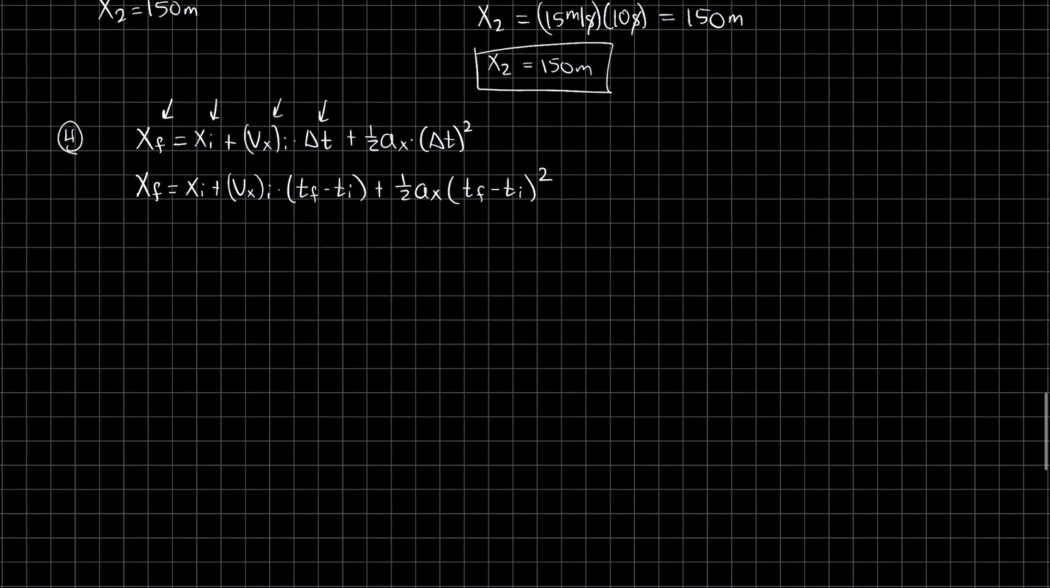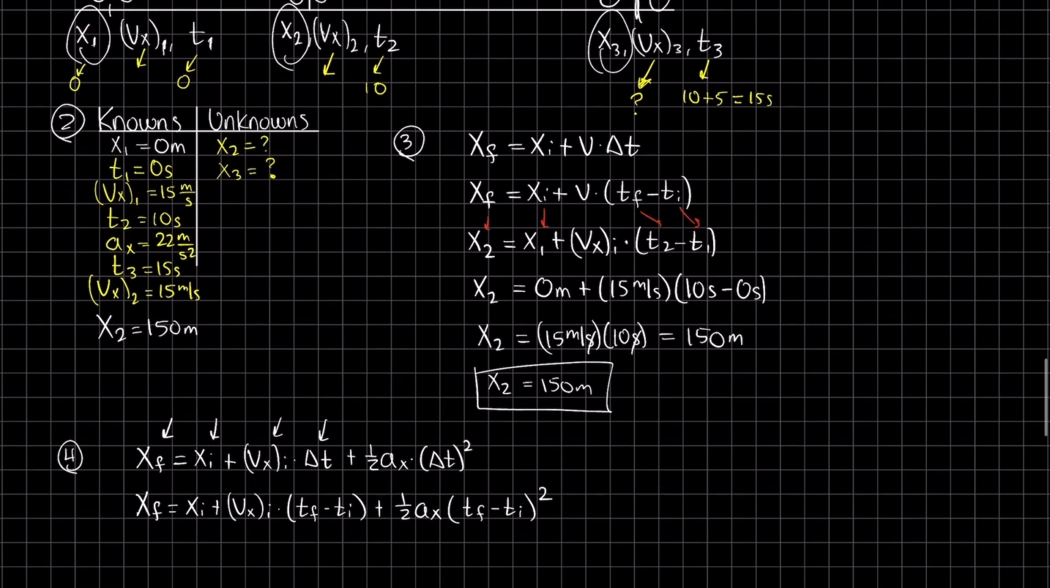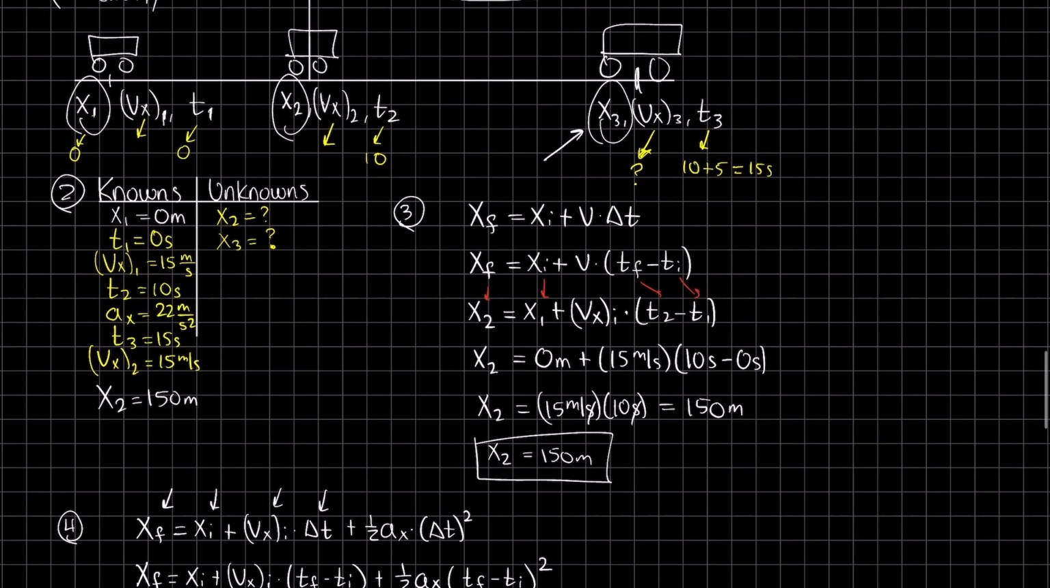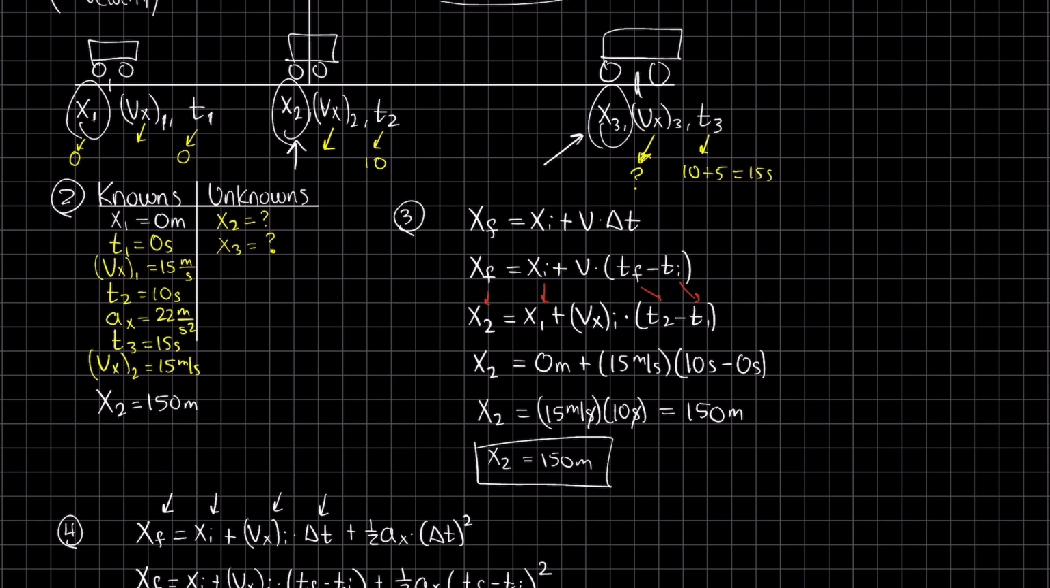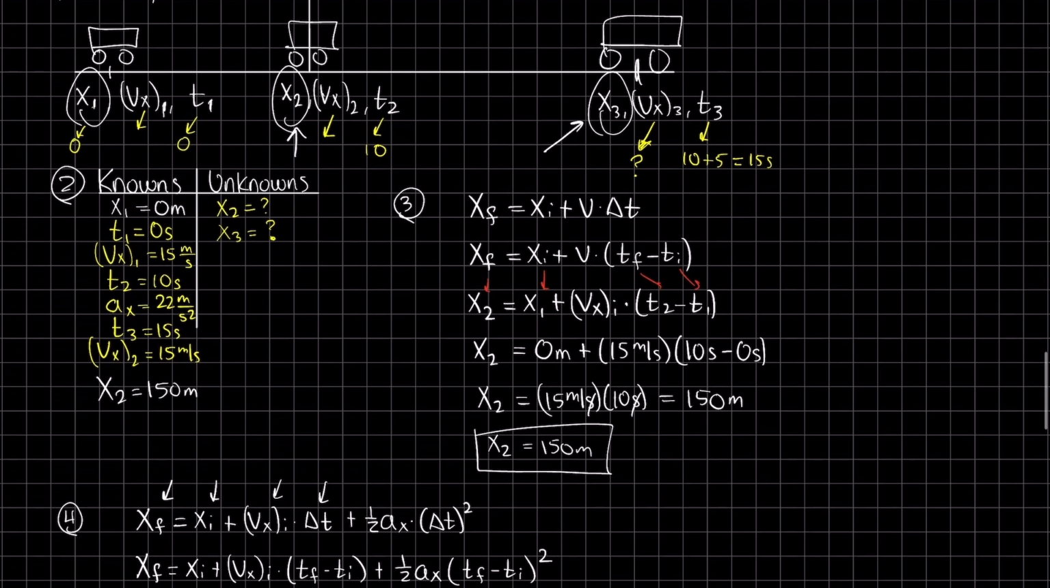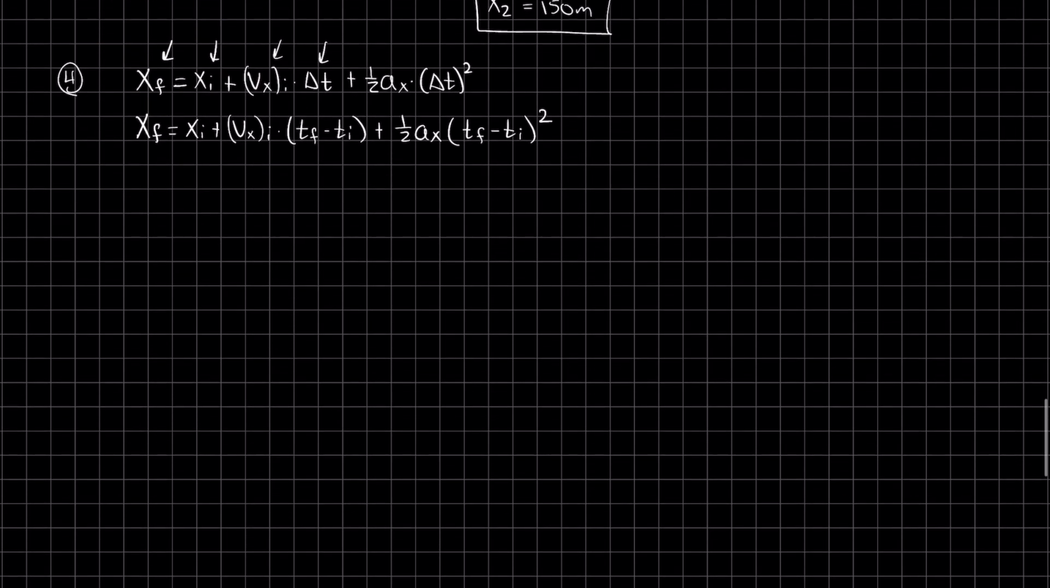My final position in this case is going to be x3. That's what I'm going to be looking for. And where I'm going to be starting my motion is at x2. So my xi in this case will be x2 and my xf will be x3. So the finals will get the 3's and the initials will get the 2's. Let's rewrite our equation with this new change.